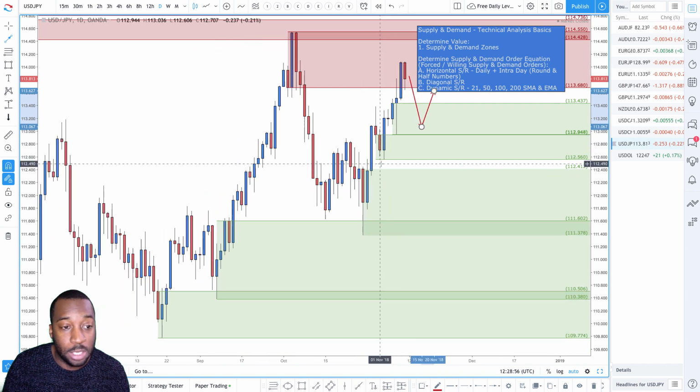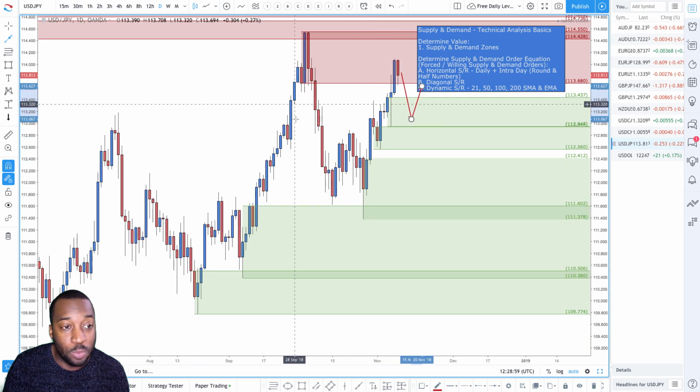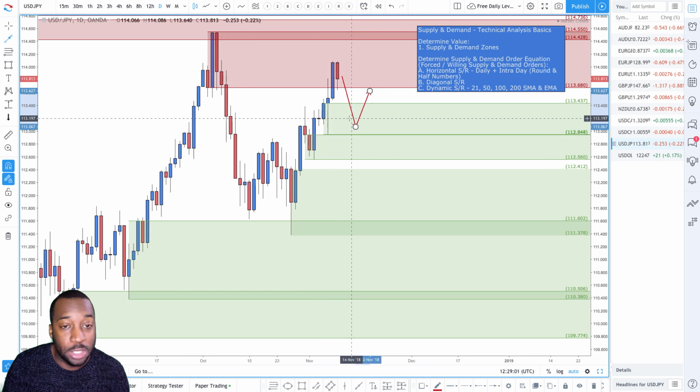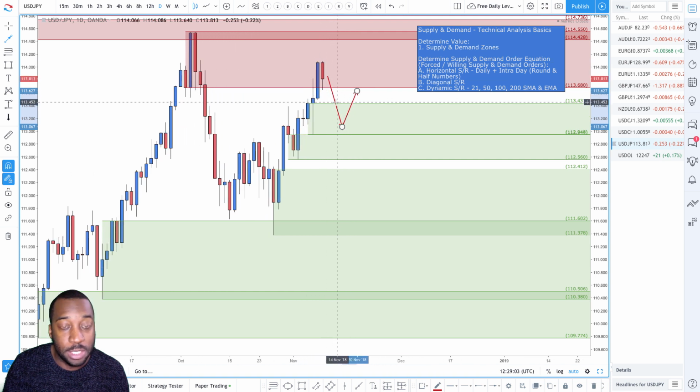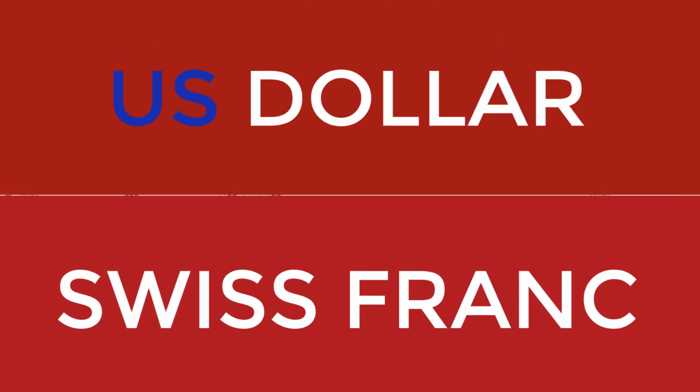And again, just be careful when shorting the dollar. You really want to see the stock market selling off as confirmation, with some sort of risk off sentiment.